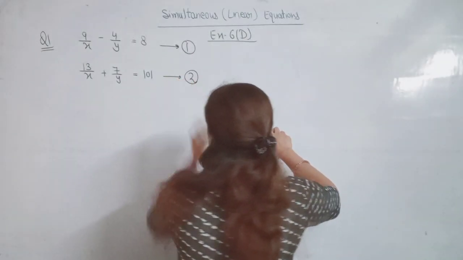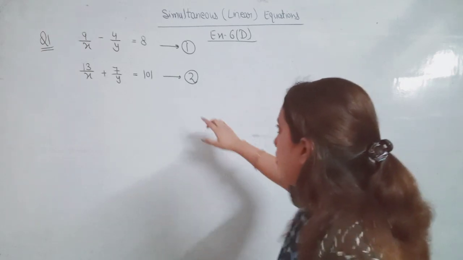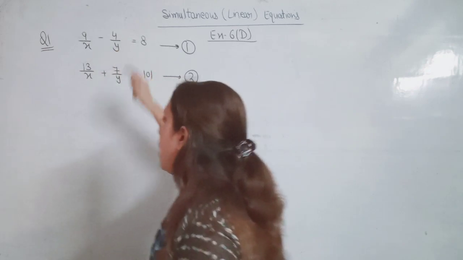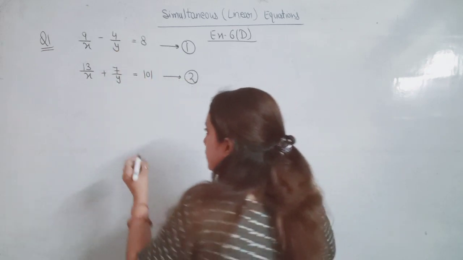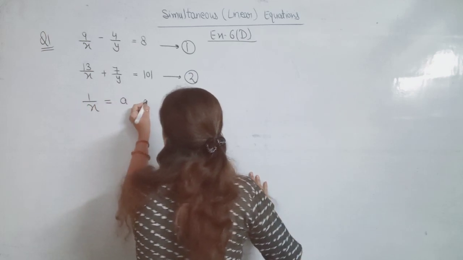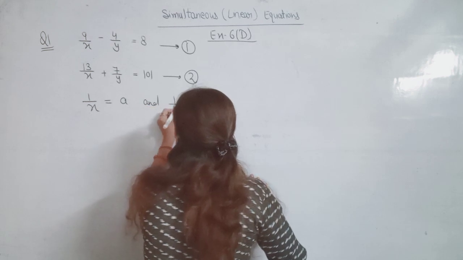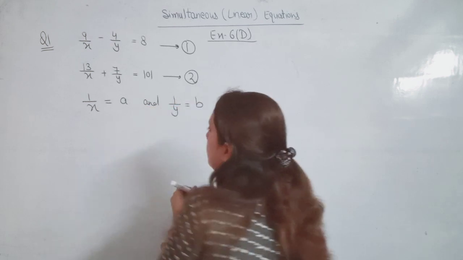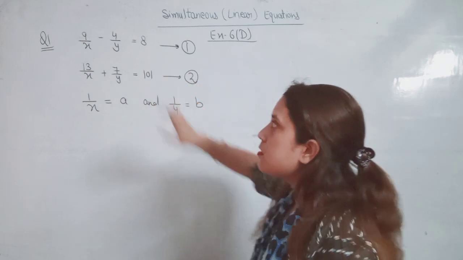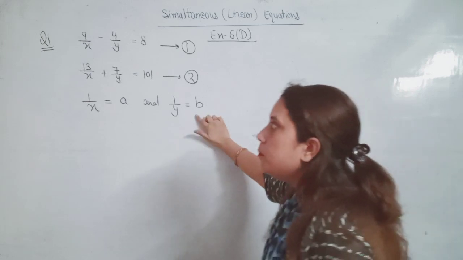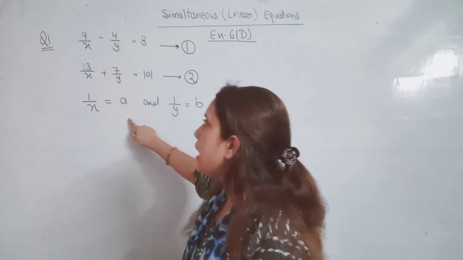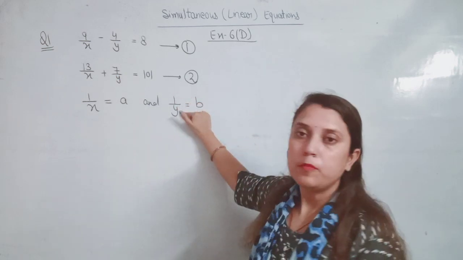Okay. Now, if you observe, here the variable is in the denominator. In this condition we will let 1 upon x is equal to a and 1 upon y is equal to b. Now in place of 1 upon x in equation first we can put a, and in place of 1 upon y we can put b. Same as in equation 2, in place of 1 upon x we can put a, and in place of 1 upon y we can put b.